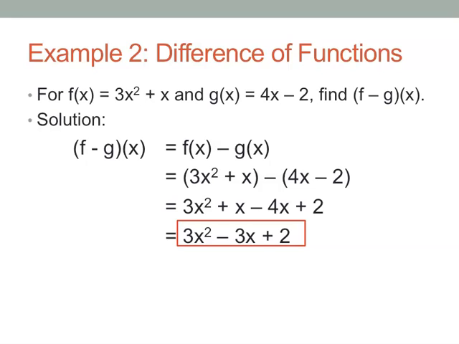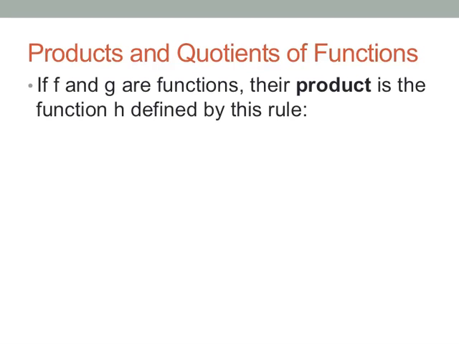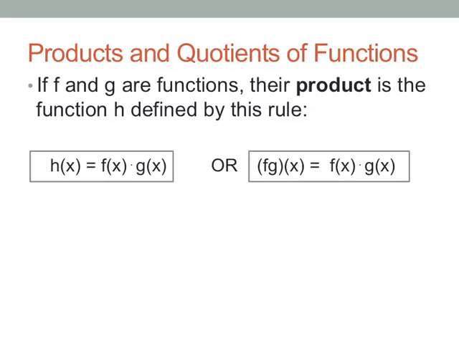All right, so we've talked about the sum and the difference of functions. Now we're going to talk about the products and quotients of functions. So if you have two functions f and g, the product is a new function h defined by this rule where you multiply f of x times g of x, or another way to write it is f times g in parentheses of x.